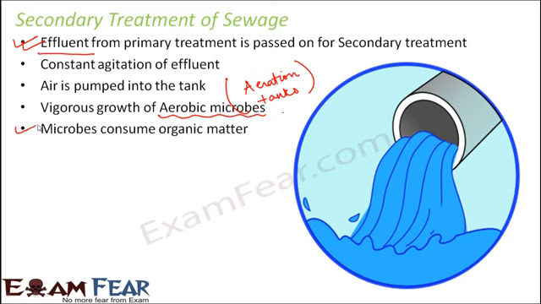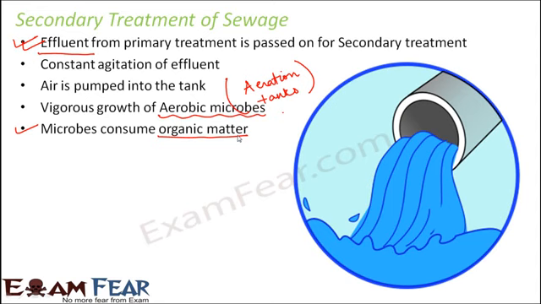And these aerobic microbes need some food to survive. And from where will they get food? They receive food from organic matter. So these aerobic microbes start to consume all the organic matter which is present in the effluent. Now, when I am talking about the effluent, I am right now talking about the primary effluent which is received at the end of the primary treatment.